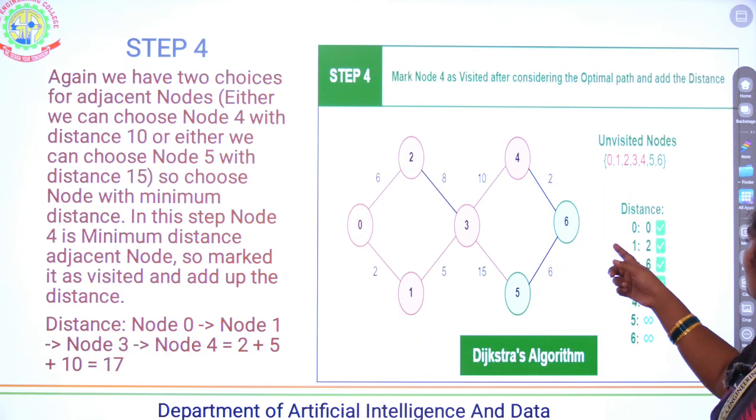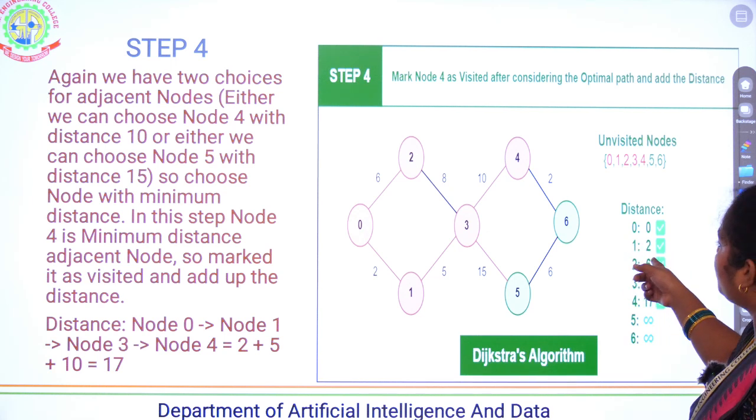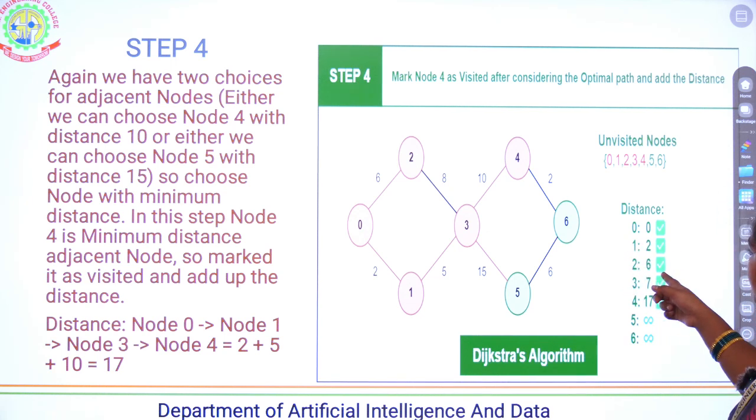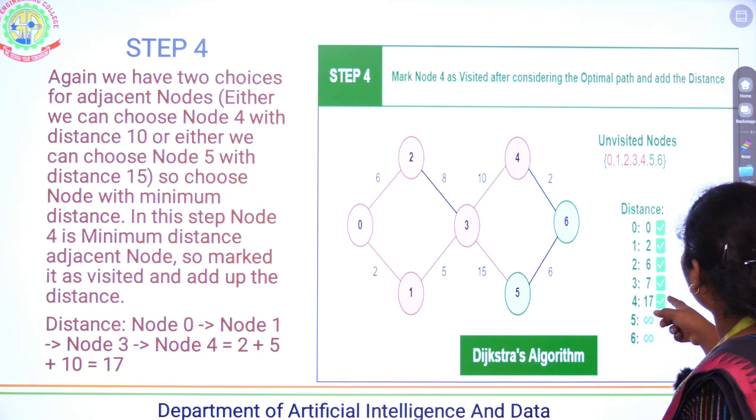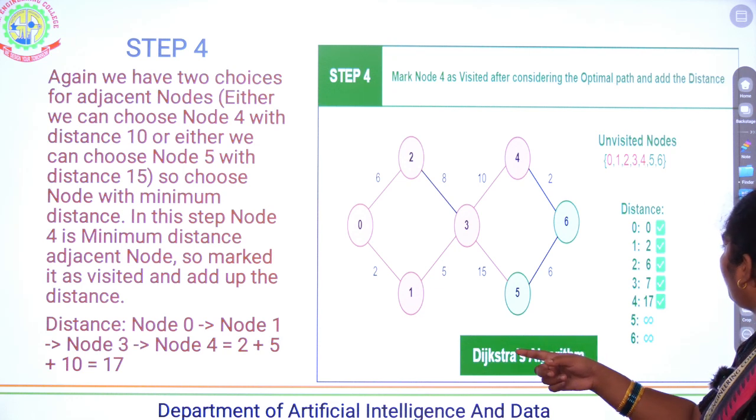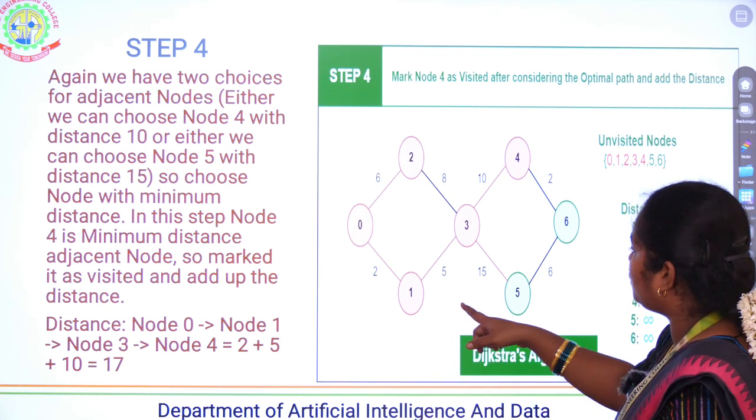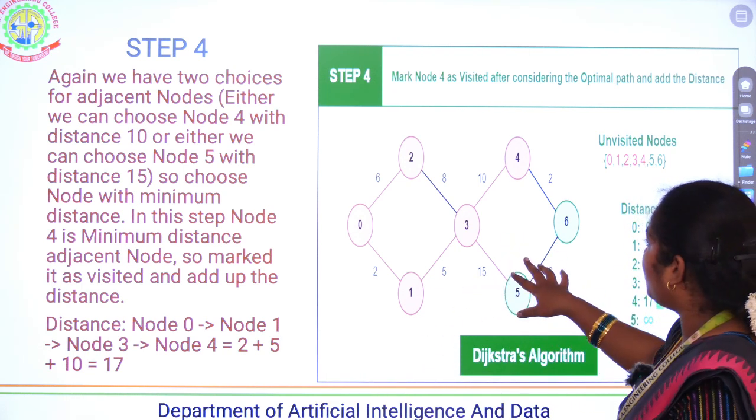Here we have the distance of 0 to 0, 1 to 2, 2 to 6, 3 to 7, 4 to 17. So these values are the counting values of 2 plus 5 plus 10, equal to 17. So we have visited the nodes.